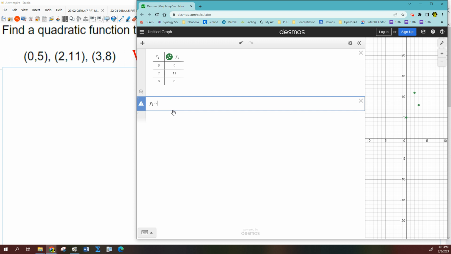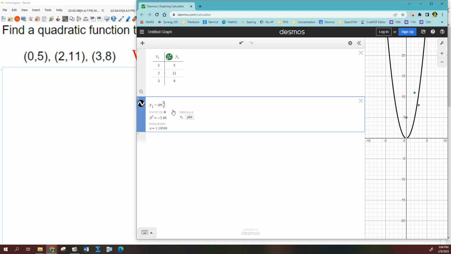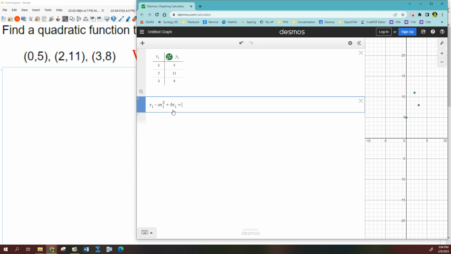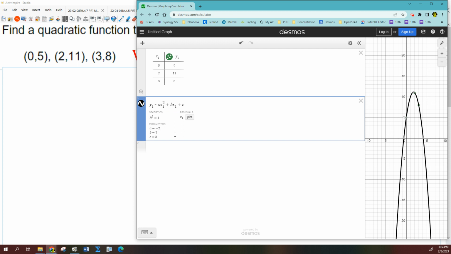ax1 squared. I'm going to write out standard form with x1's in for my x's and y1 in for my y, right? So instead of y equals ax squared plus bx plus c, I've got y1 tilde ax1 squared plus bx1 plus c. And there it is. It's telling me the values of A, B, and C.